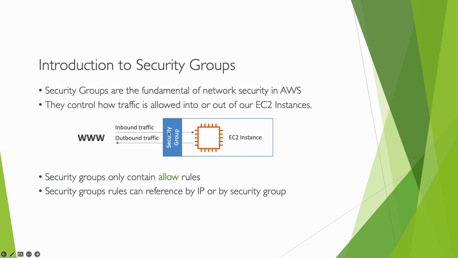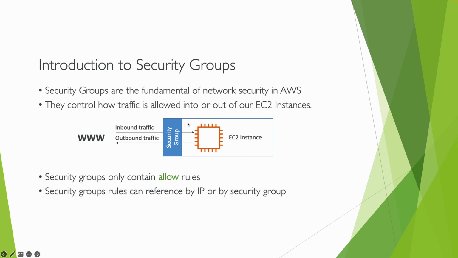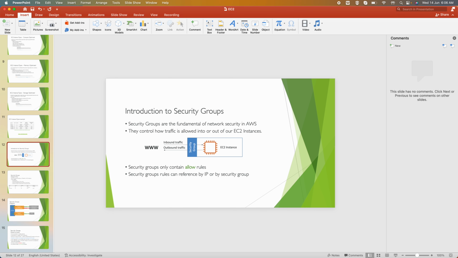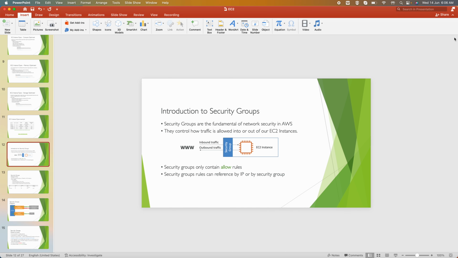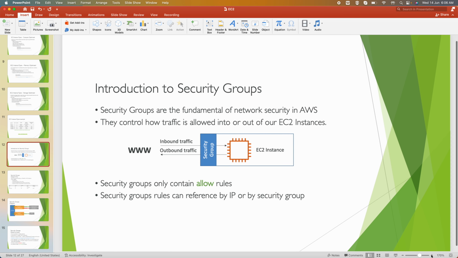So you can see this diagram here. The security group is attached to the EC2 instance here.